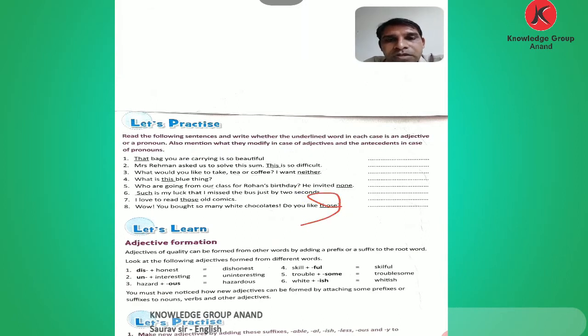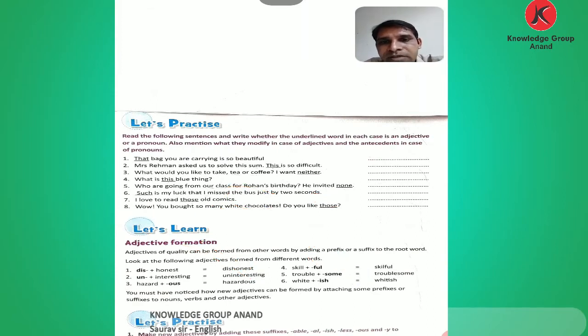Now in the 8th one: you bought so many white chocolates, do you like those? So here those is used as a pronoun. And what it describes is the antecedent chocolates. Do you like those? Those means chocolates. Okay, so these are the exercise answers.